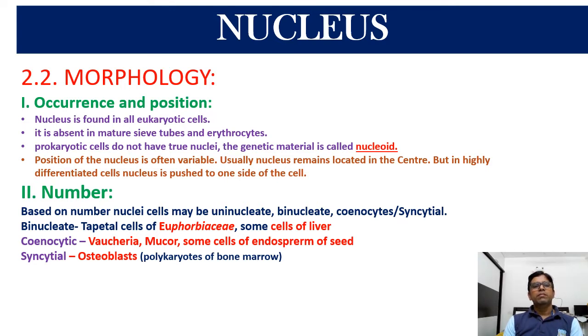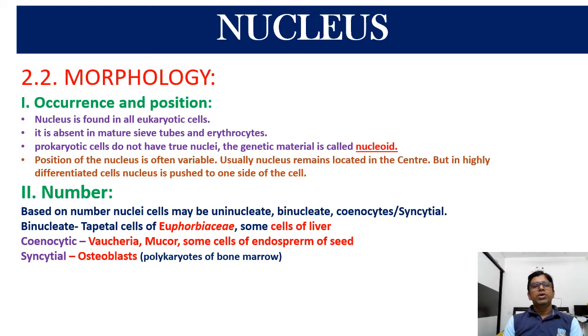In prokaryotes, cells do not have a true nucleus. The genetic material is called nucleoid. The genetic material in the prokaryotic cells is called nucleoid or genophore. In prokaryotes, the genetic material is freely distributed in the cytoplasm, where the genetic material is not confined by a particular membrane.